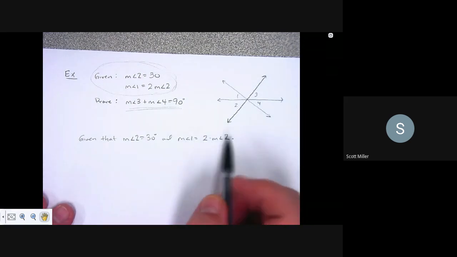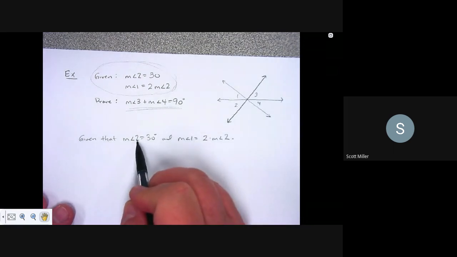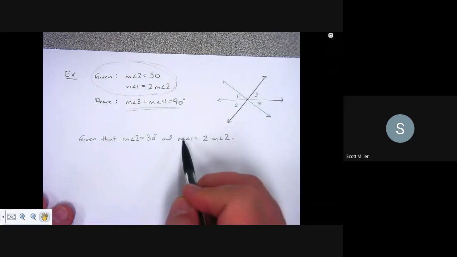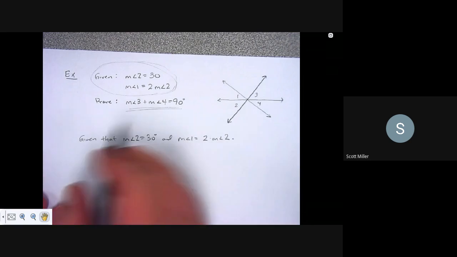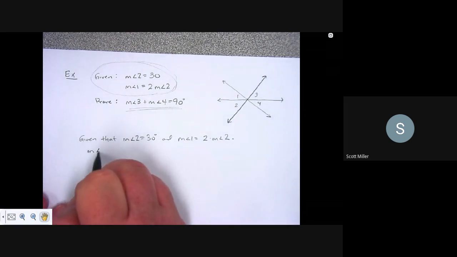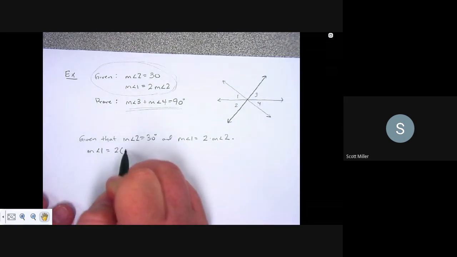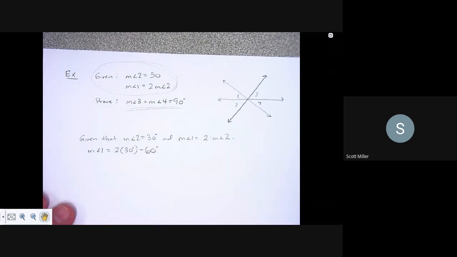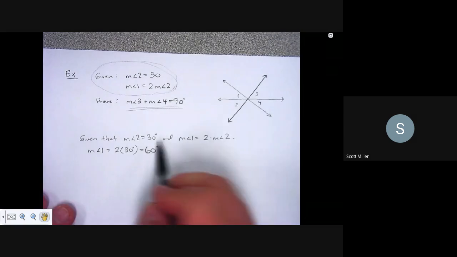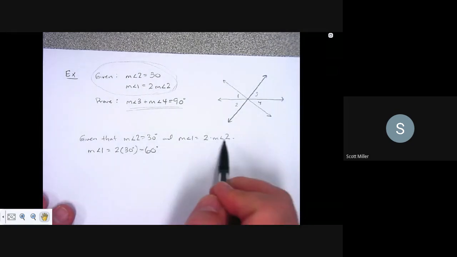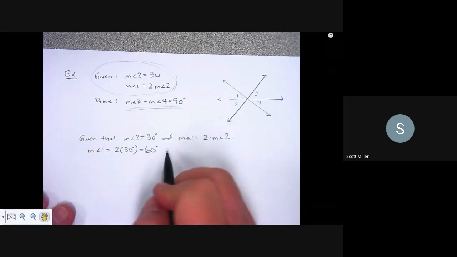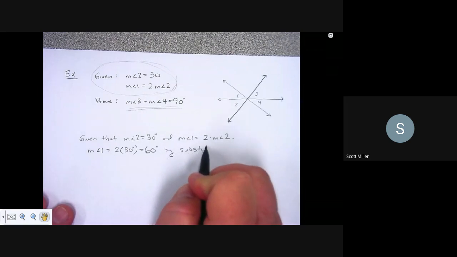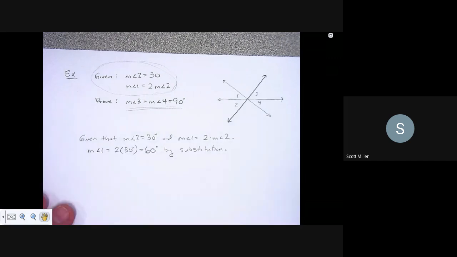Well, I can take the fact that the measure of angle 2 is 30 degrees and substitute that into here to show that the measure of angle 1 is some other measurement. So the measure of angle 1 must be equal to 2 times 30 degrees, which is 60 degrees. Now, why can I do that? What did I do? I substituted this value into this equation. So that's my reason: by substitution. Now, where can I go?